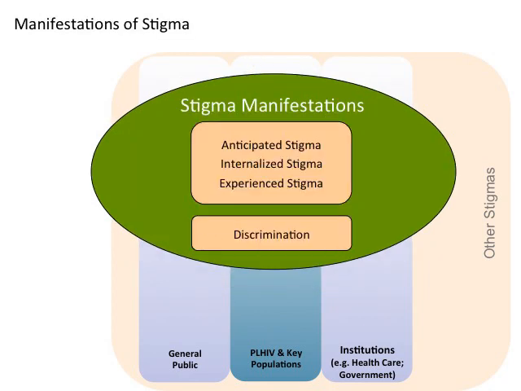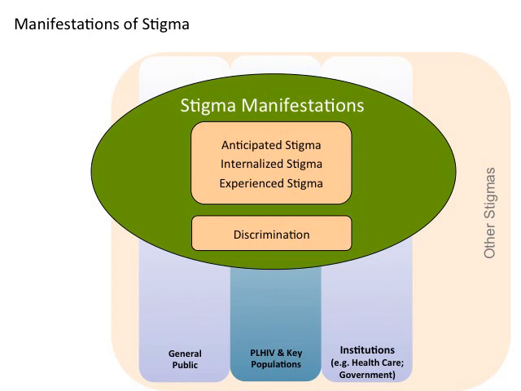Once the stigma has been assigned to individuals and groups, it can manifest in four key ways, including anticipated stigma, which is really the fear of negative social ramifications if one's HIV status becomes known, or if one associates with a person living with HIV or tests positive.